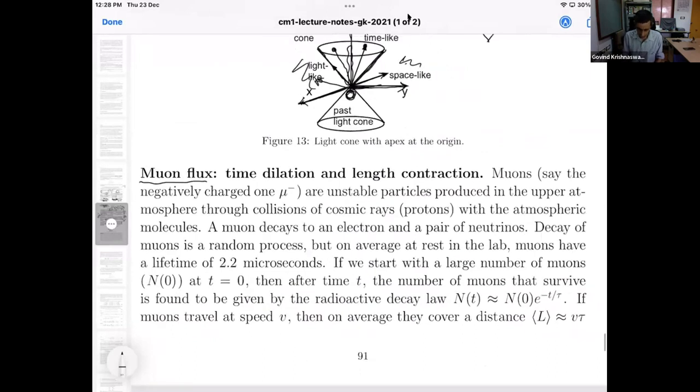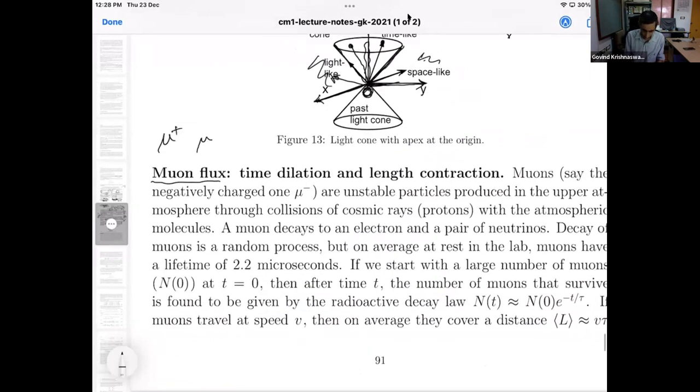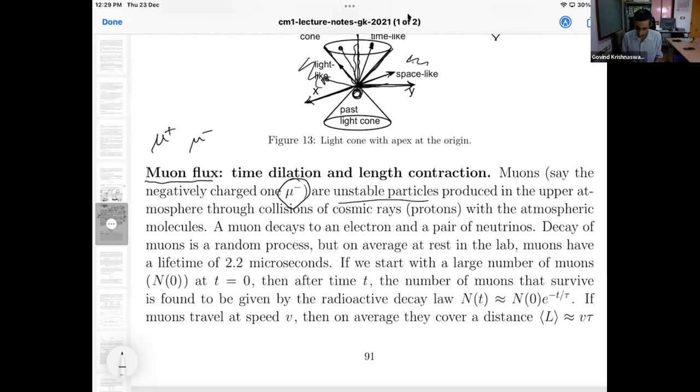The muon, there are two of them: the mu plus and mu minus. They're antiparticles. So let's consider mu minus. It is a lot like the electron, just a much heavier version of the electron. Other properties are very similar to the electron. However, the muon is unstable. So mu minus decays to an electron plus an electron antineutrino and a muon neutrino. But the main point is that it is unstable, it decays.